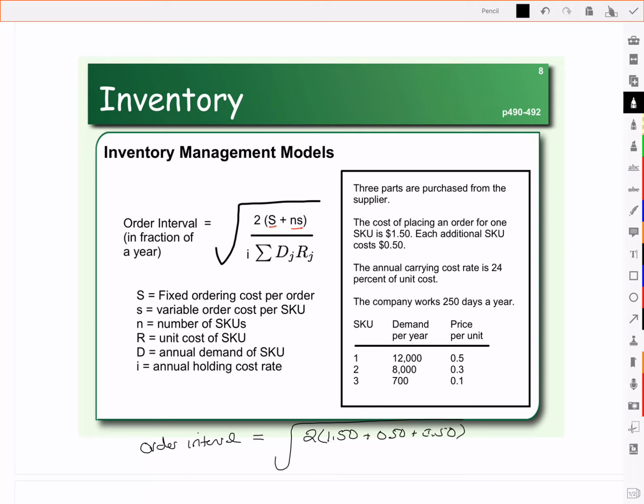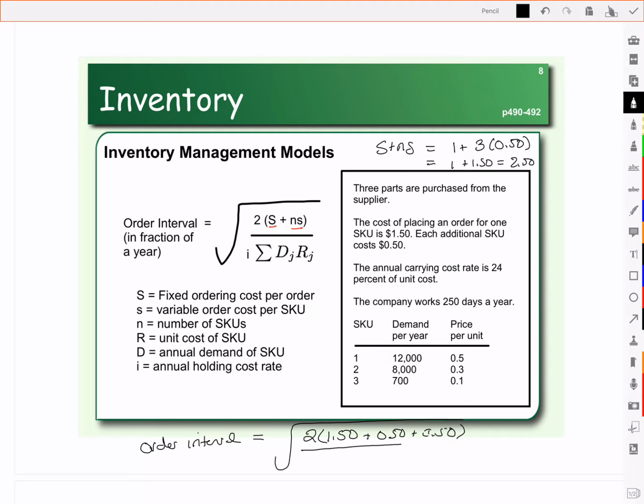If you want to break this down to match the formula of S plus NS, then what you're saying is it's $1 to place the order plus 3 SKUs at 50 cents a piece, right? So the total ordering cost, well, that's $1 plus $1.50, $2.50. Okay, you get the same thing here with the $1.50 plus 50 cents plus 50 cents. The ordering cost is $2.50.